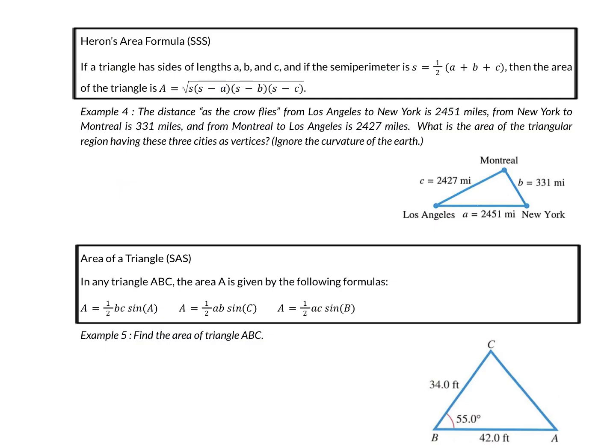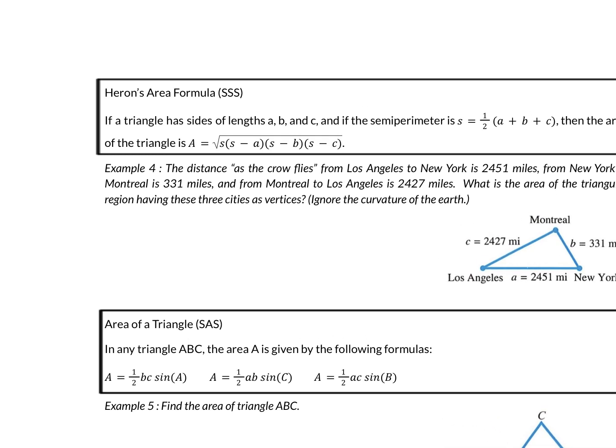These formulas are also on your formula sheet, okay? These formulas are finding area of triangles that we don't know the height of, okay? But maybe we know all 3 side lengths, or maybe we know 2 side lengths and an angle, okay? So there's formulas for those based on what we're given, okay?